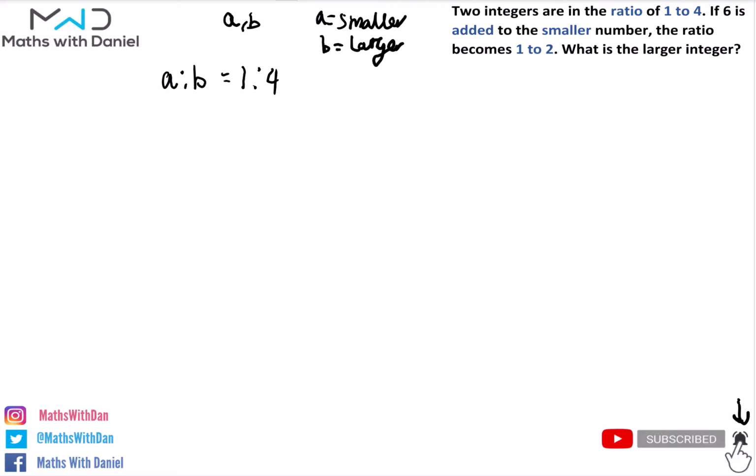Looking at this, what this means is that for every one of A, there's 4 of A, because it's in the ratio 1 to 4. So that means we know a little bit about B. We can express B in terms of A. Therefore, B is equal to 4A.